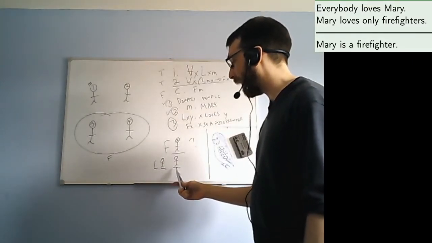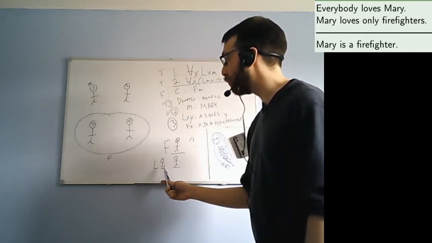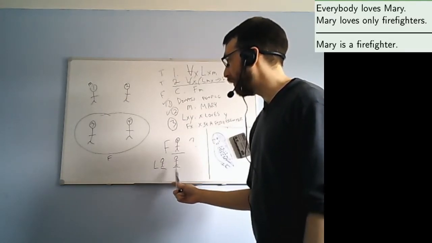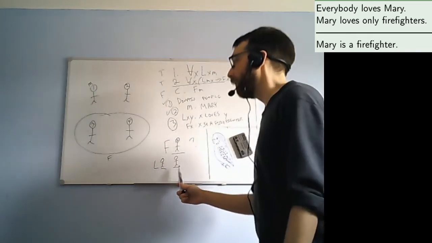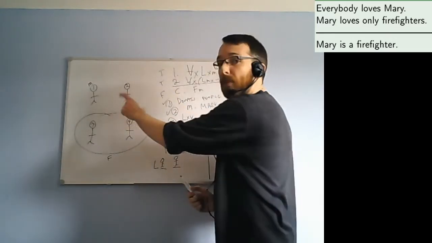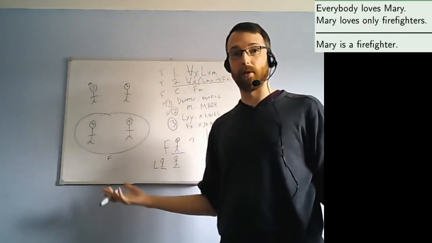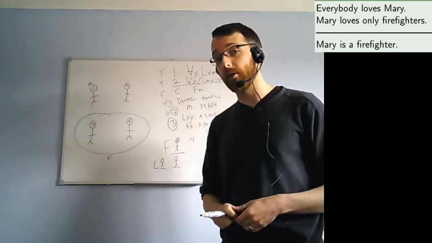Anybody I could put in here and anybody I could put in here, I need to know if it's true. So I need to know, does 1 love 2? Does 1 love 3? Does 1 love 4? Does 1 love 1? Does 2 love 1? Does 2 love 2? Does 2 love 3? Does 2 love 4? So I have to know for each ordered pair, do they love each other in each direction? Here's how we show that with a diagram.